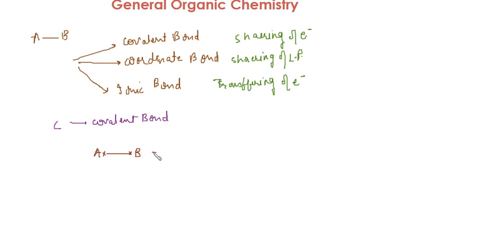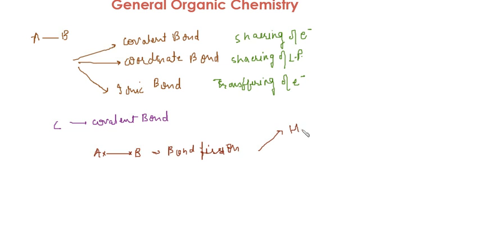Now if we talk about bond fission, bond fission takes place in two categories. One is homolytic bond fission and one is heterolytic bond fission.